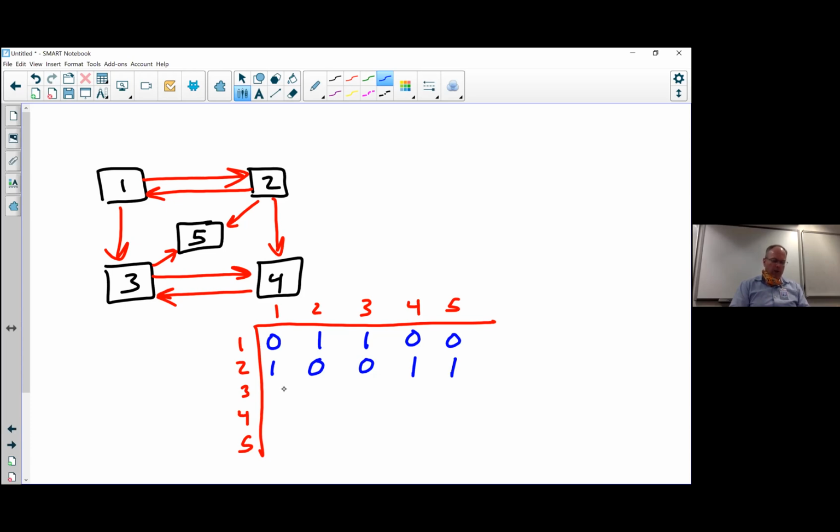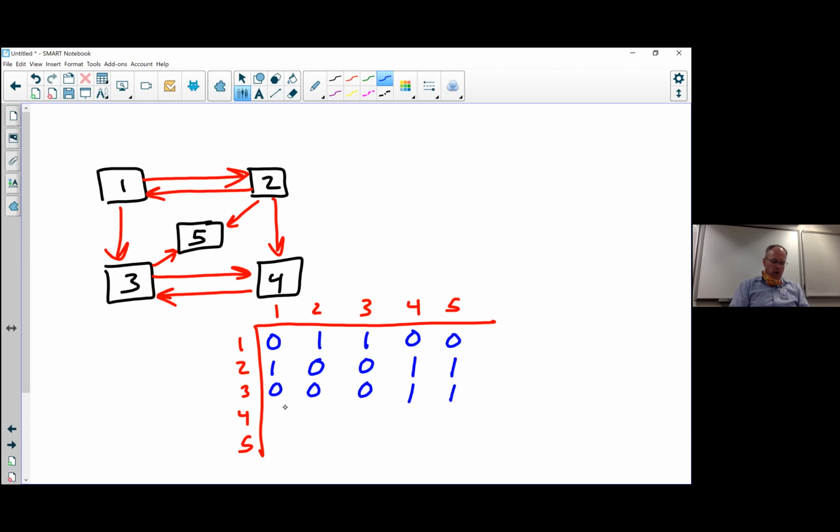So can office 3 deliver to office 1? Is the arrow pointing that way? No. Can office 3 deliver to office 2? No. Can office 3 deliver to themselves? No. Can office 3 deliver to office 4? Can office 3 deliver to office 5?